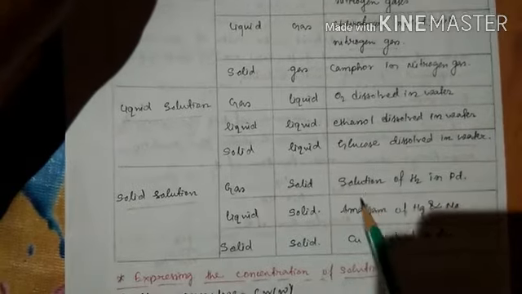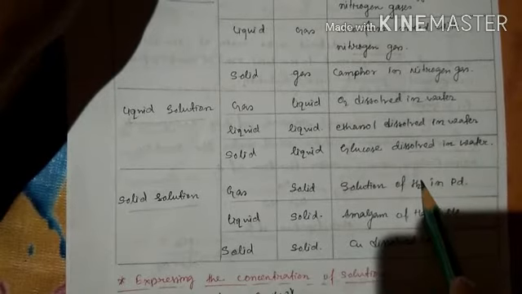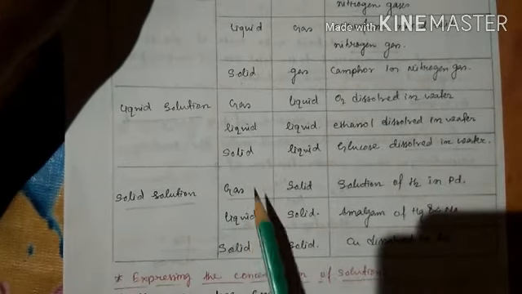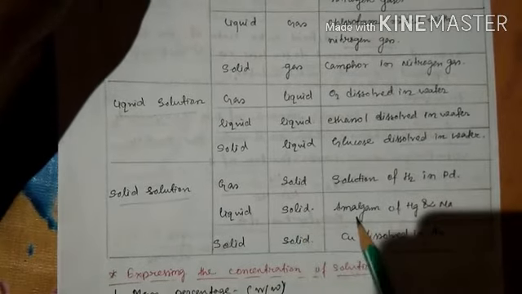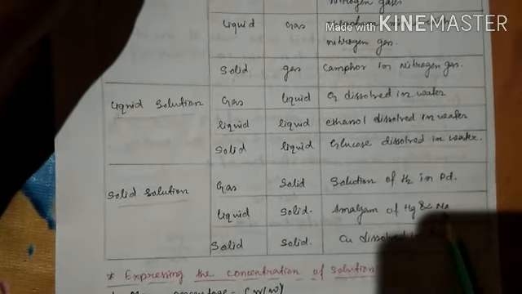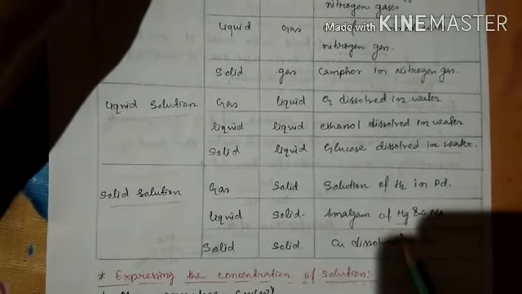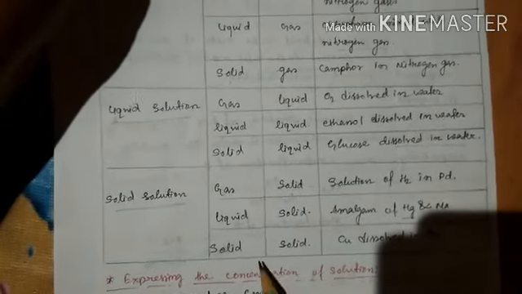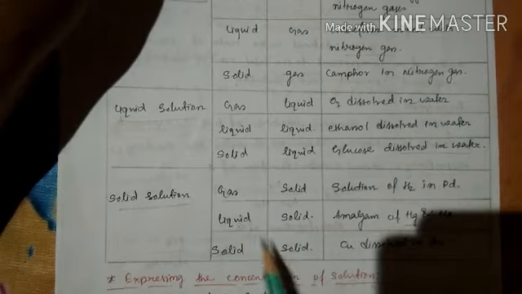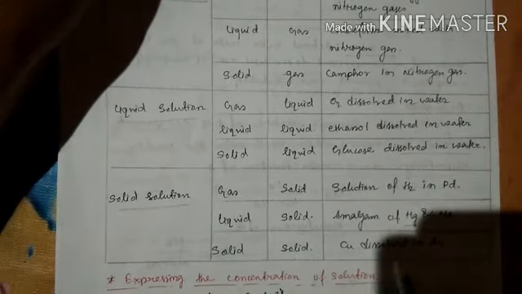Next is solid solution. When the solute is gas and the solvent is solid, we have the example of a solution of hydrogen gas in lead. Lead is solid, this is gas. If the solute is liquid and the solvent is solid, then the example is an amalgam of mercury and sodium. Sodium is solid, you know, and mercury is a liquid. Next, if both solute and solvent are solid, one example you can say is copper dissolved in gold, that means Au. Okay.